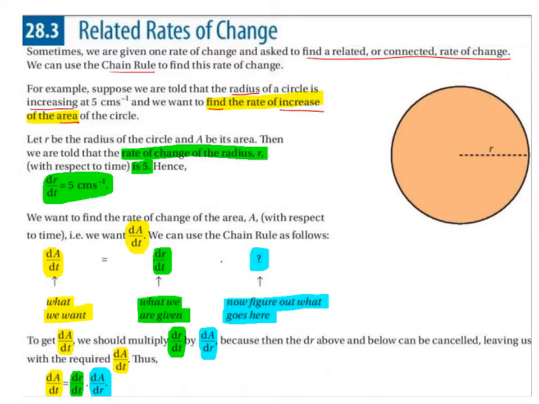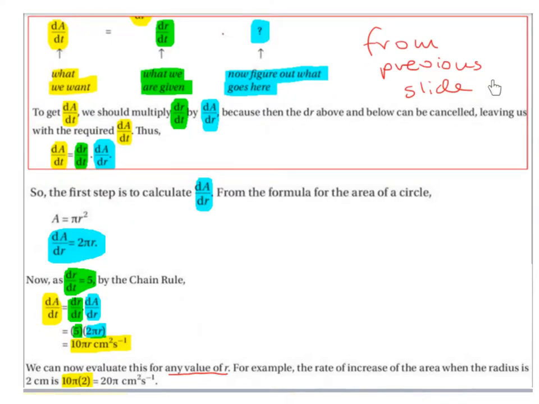Thus, dA/dt is equal to dr/dt multiplied by dA/dr. This was given to us in the previous slide, so I'm going to move down to here. The first step is to calculate dA/dr. So we need to work out what this is, because remember, ultimately, what we're looking for is dA/dt.